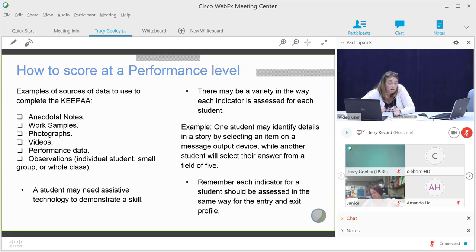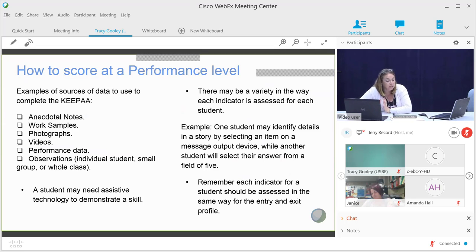And also knowing that there's a variety in the ways that students are going to show how they can master each skill in each column. For example, we may have one student who may be identifying details in a story by selecting an item out of a variety of items on a message output device, while another student may be selecting from a field of 5 or a field of 3. You may have another student who can verbally output what those details in a story may be.